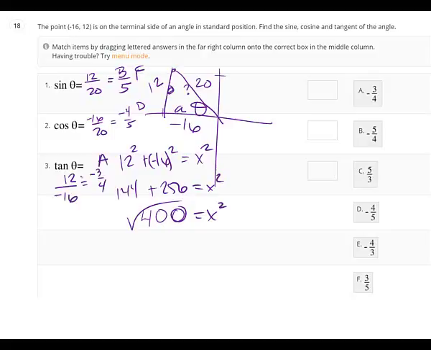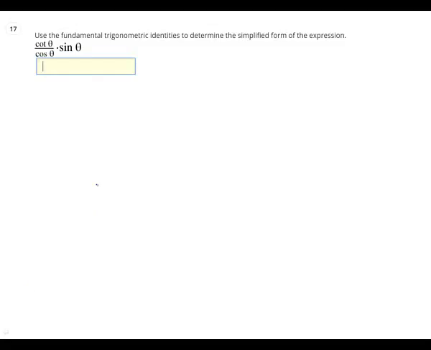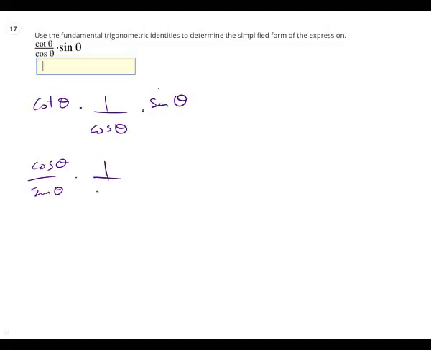All right. Maria, which one do you want? 17. All right, again, we have to use the fundamental identities to determine the simplified form. I'm going to tear it apart again. So cotangent theta times 1 over cosine theta times sine theta. I'm going to turn this into sines and cosines. So what's another name for cotangent? Cosine theta over sine theta. All right. What happens now? Cosines cancel, sines cancel. What are we left with? 1.